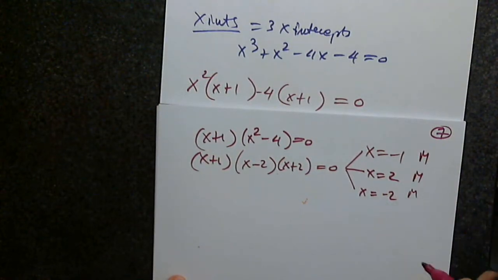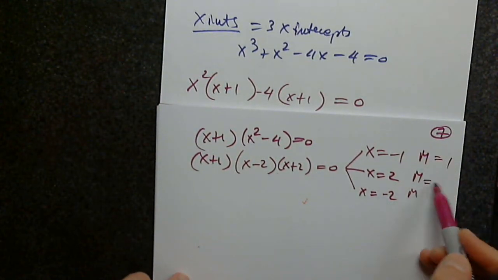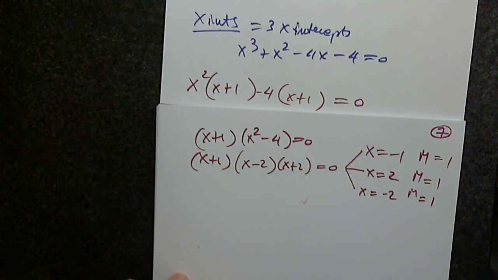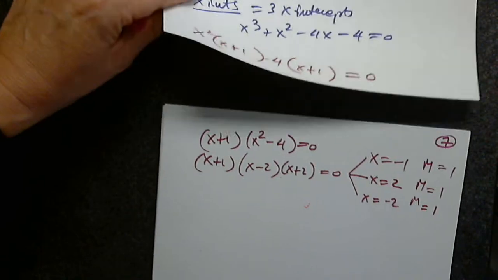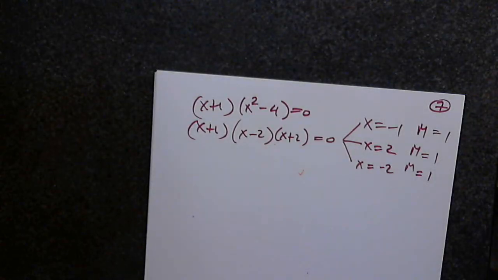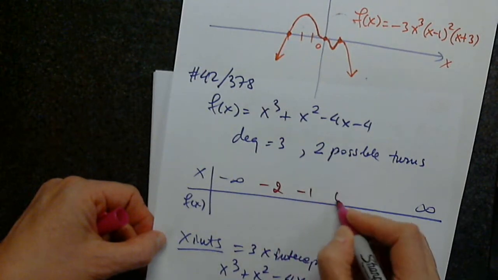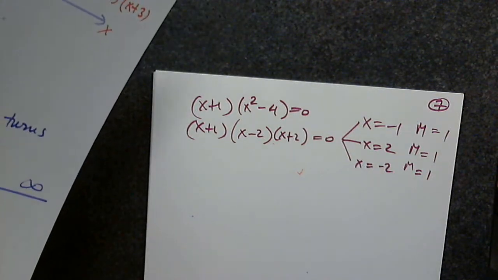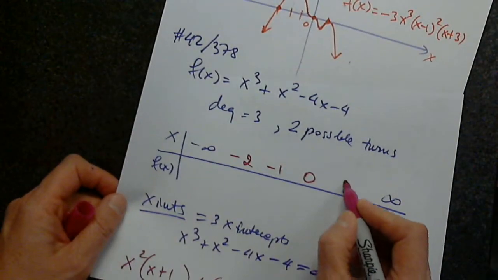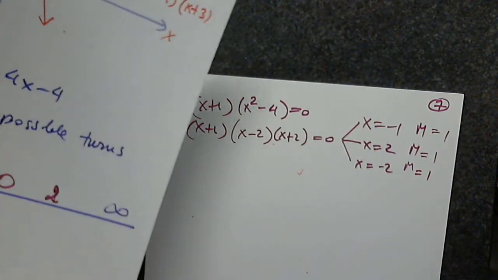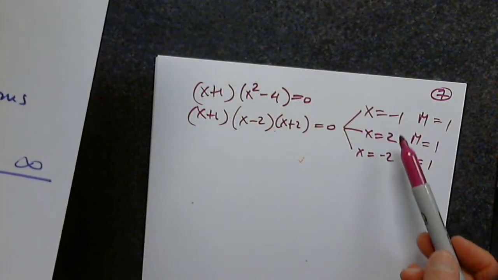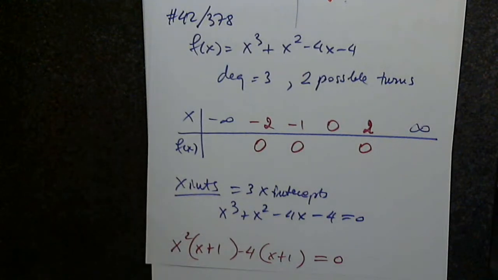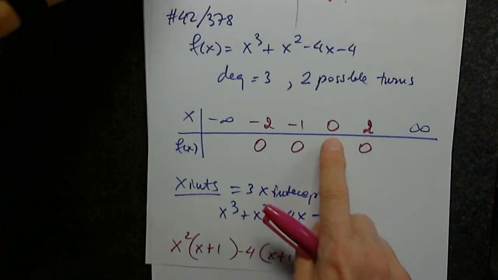Multiplicity for all of them. 1, and 1. Very good. I go back to the table and I put -2, -1, 0 must be in the table at all times. So I put -2, -1, and 2. What do I write under -1, under 2, and -2? 0. Do we agree with this? Perfect.